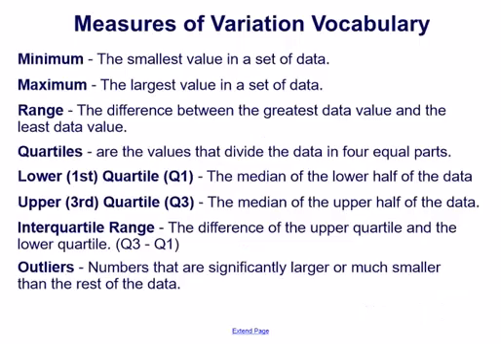Here is some of the important vocabulary that we will learn when talking about measures of variation rather than measures of center. The first one is the minimum. The minimum is the smallest value in a set of data. It's the least number in the data. Maximum is the largest value in a set of data. It's the opposite of the minimum. It's the highest value in the set of data. Then you have the range, which takes the difference between the greatest data value and the least data value. So it's the difference between your maximum and minimum.